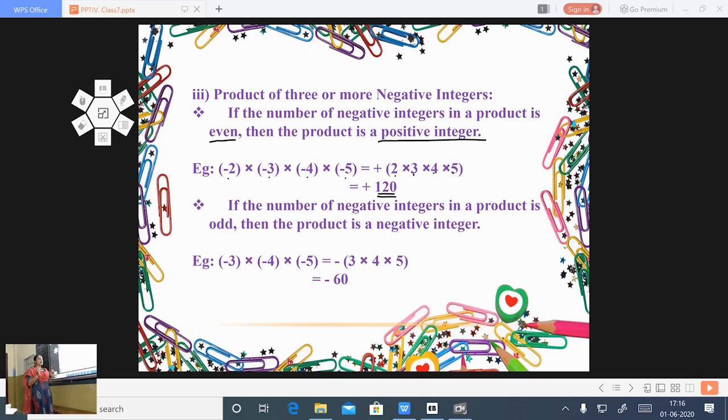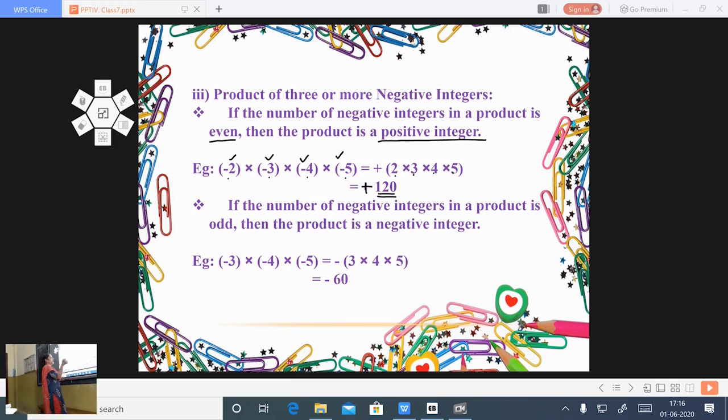Then the next step, count how many negative integers are there in the question. So here 1, 2, 3, 4 negative integers are there. We know that 4 is an even number. So it is an even number, the product will be positive. So the answer is positive 120. Is it clear?